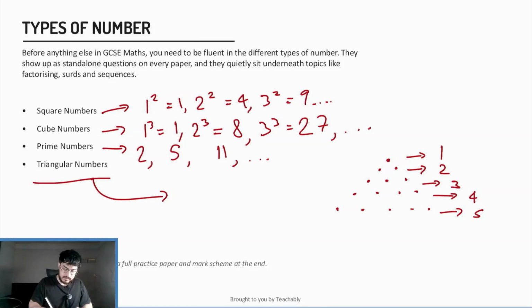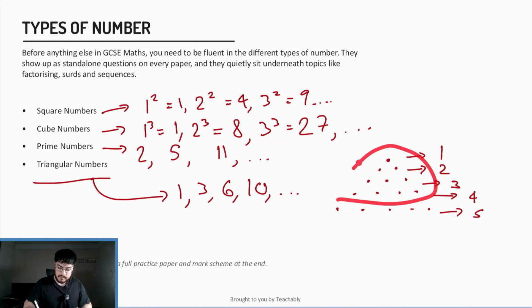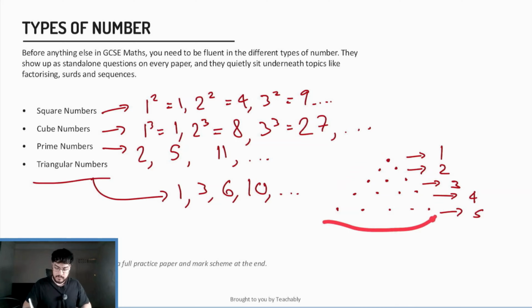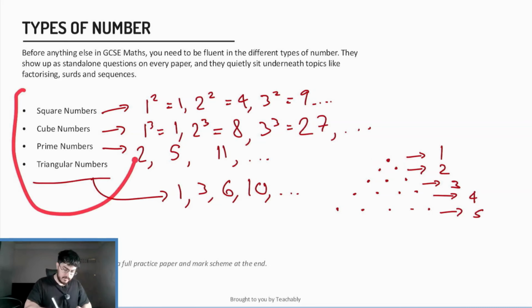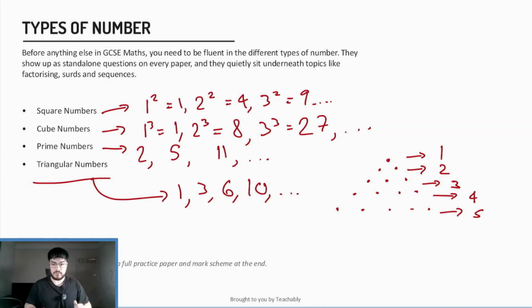So let's just add these up. We've got 1, we've got 3, and then we've got 6, then on top of 6, we add 4 to that, we've got 10. And then this keeps on going as well. You just keep on adding the previous dots, okay? So we've got 1, 2, 3, 4, 5 dots, and then as we go down, we just keep on adding them, okay? So these are sort of like the foundational numbers that we should all know.